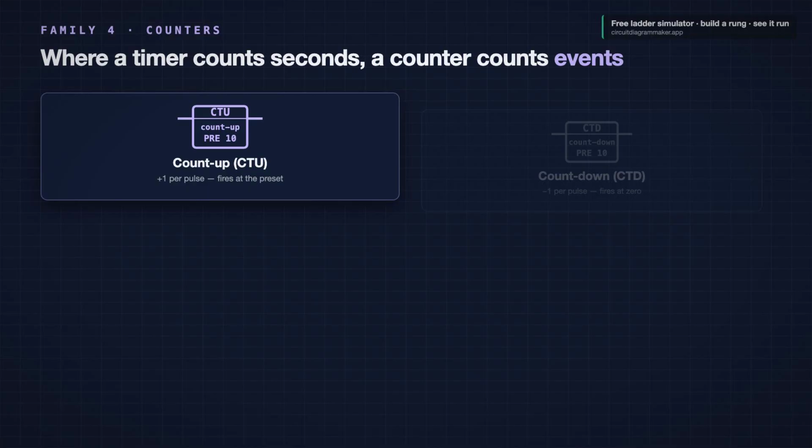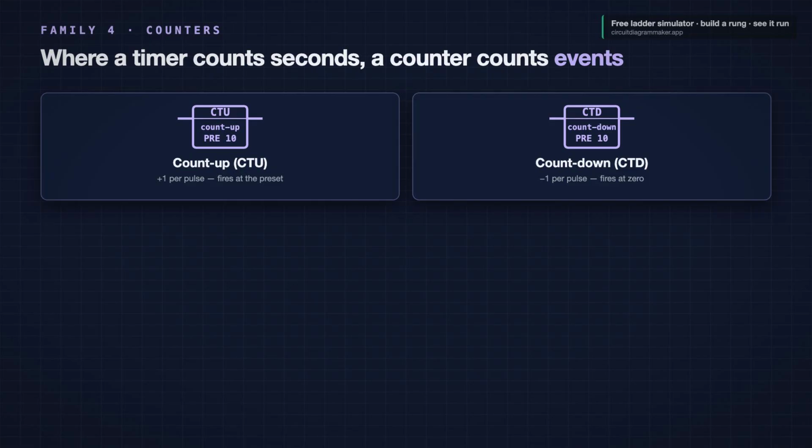The CTD is the countdown counter. It starts at a number and steps down by 1 on each pulse, firing when it hits 0. And both are cleared by a reset instruction that drops the count straight back to 0. Count up to a target, or count down to 0. That is how a ladder keeps track of how many.